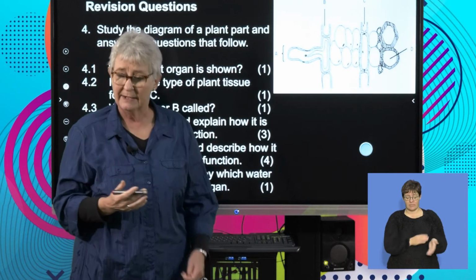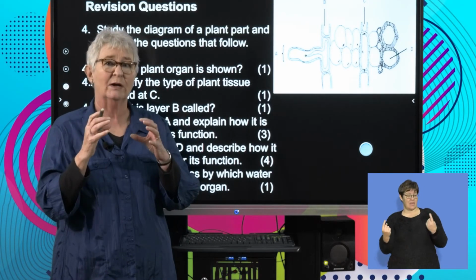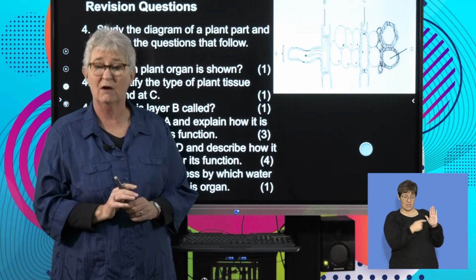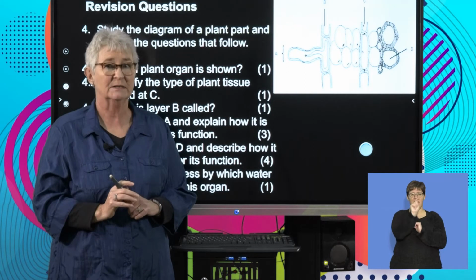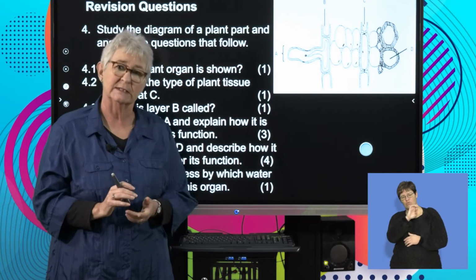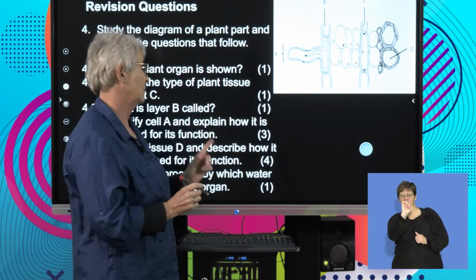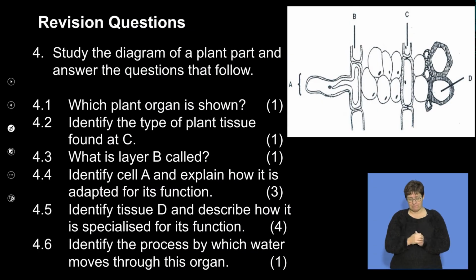Then, another way questions can be asked is you are given a diagram or a photograph of part of a plant, and you have to identify the types of cells found in it. Is it a root? Is it a stem? And what are the functions of the different parts? So what we have here is, starting off, simple. Which plant organ is shown? Giveaway, of course, this thing here. So it's obviously a root. Layer B would obviously be the epidermis.